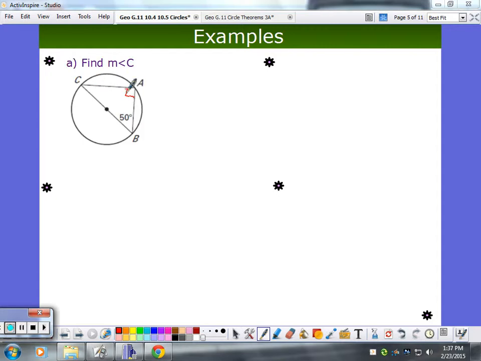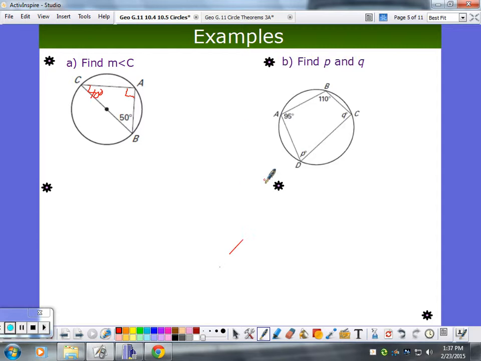Because that's a diameter, got an intercepted arc at 90, 40, by that corollary that says if you have a right triangle, the acute angles add up to 90. Okay, find P and Q. This is an inscribed quadrilateral. Inscribed quadrilaterals, opposite angles are 180. So if I start with this one, P plus 110, that's supplementary. So I can subtract the 110. Looks like P will be 70.